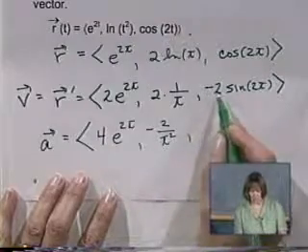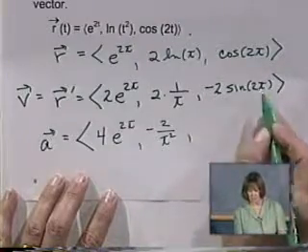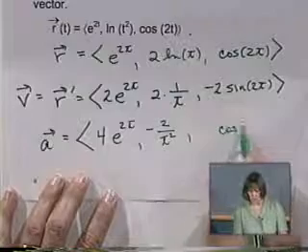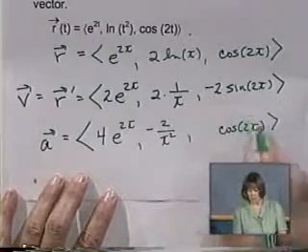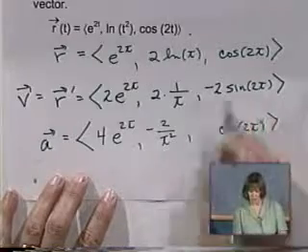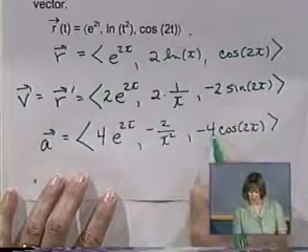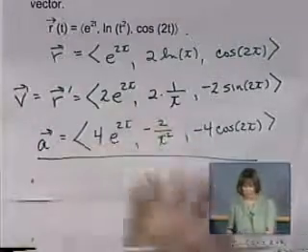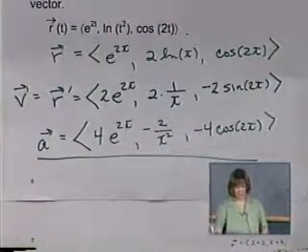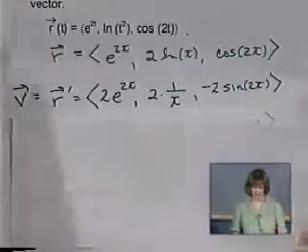And we have a negative 2 times the derivative of sine 2t, which is cosine 2t, times the derivative of what's inside, which is 2. So I've got to take that 2 and multiply it times the negative 2 and get a negative 4. So this is my acceleration vector. That's my velocity vector. Lastly, they wanted me to get the speed.